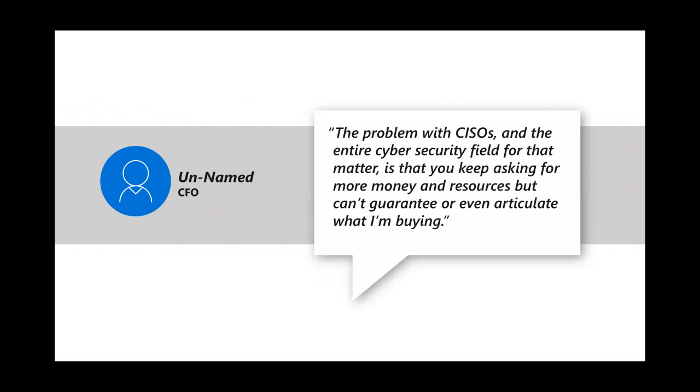An unnamed CFO mentioned that the problem with CISOs and the entire cybersecurity field, for that matter, is that you keep asking for more money. We keep asking for more money for security and resources, but we cannot guarantee or even articulate why we are buying this. I need to map this to the kind of environment. I need to map this to the business models. We are a business enabler. We are not a cost center anymore. We are a business enabler. I need to map this to what the business is actually doing.